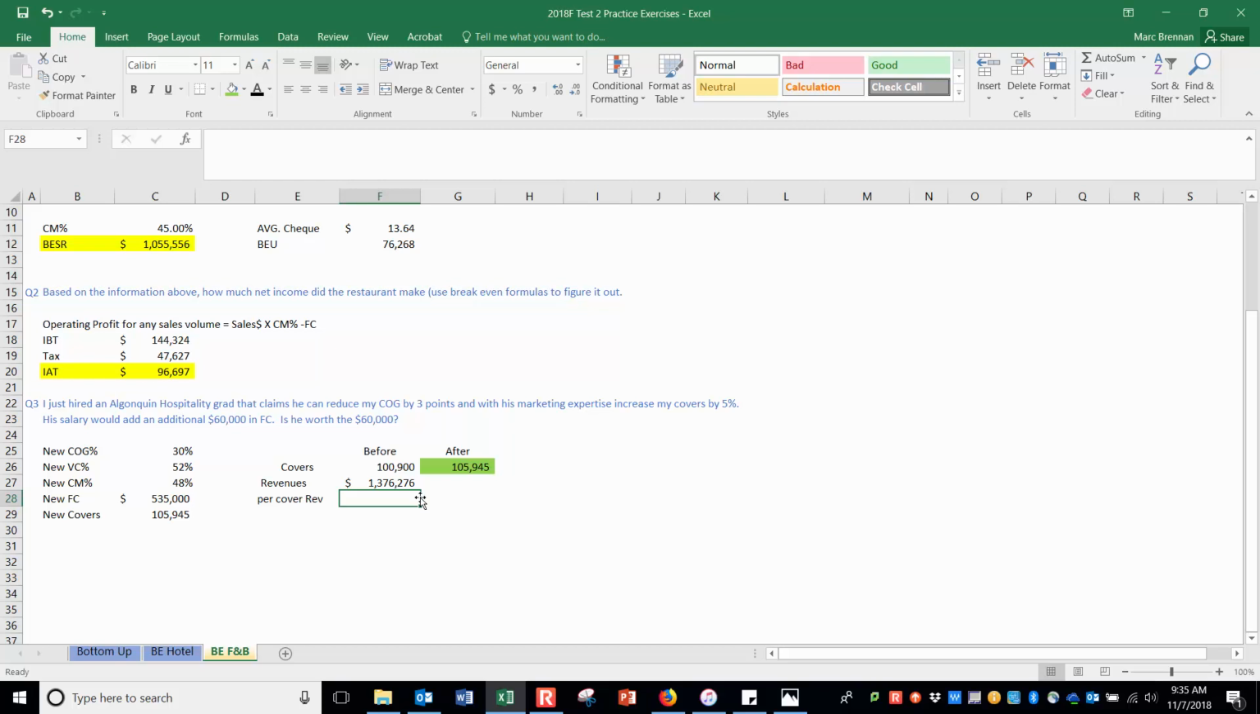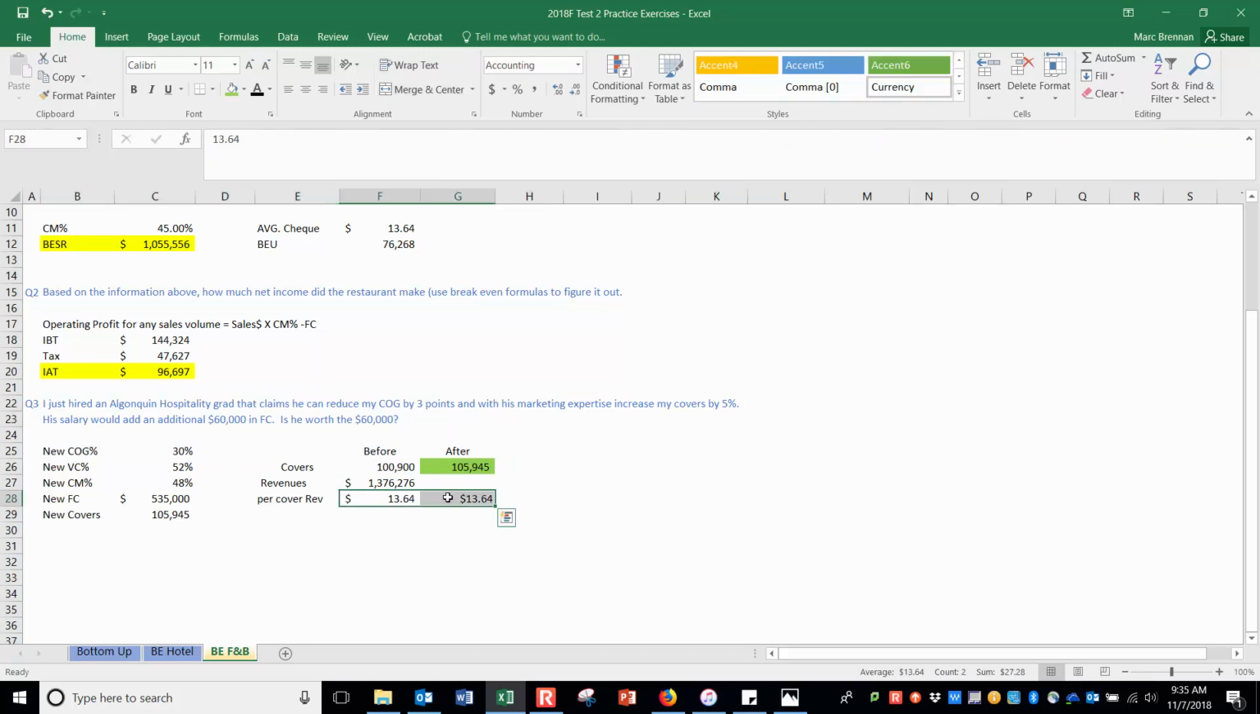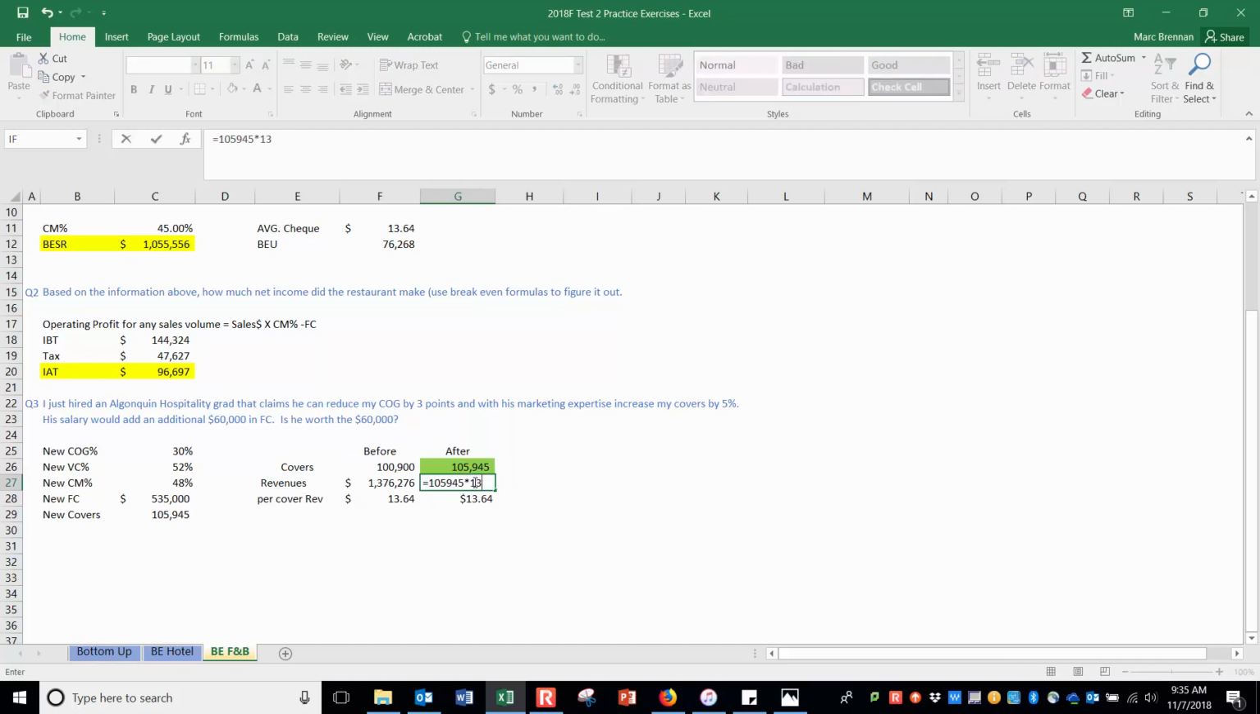We need to first talk about our per cover revenue, which is basically an average check. So $13.64. This isn't going to change from one scenario to another. We're going to pretend like there's no mention of my average check changing, so it's going to be the same no matter what. If I have an increase in covers at that same average check, I'm simply going to take my 105,945, my new covers, times my average check that I normally experience.